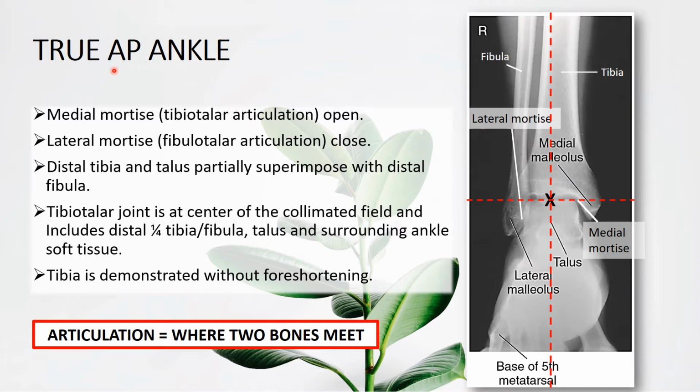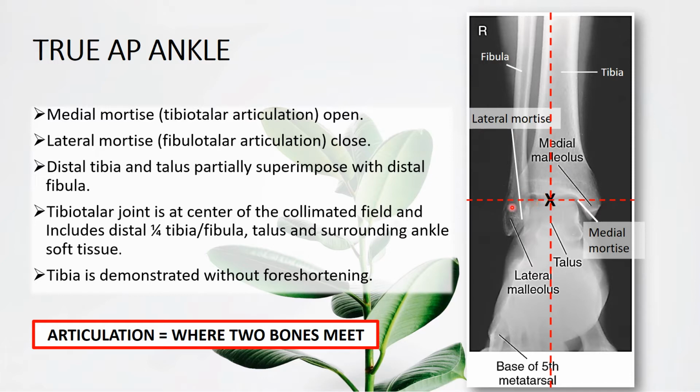This is the criteria of a true AP ankle. The first one is the medial mortise, which is here, the tibio-talar articulation. Tibio-talar means the tibia and the talus articulation, where two bones meet. This is where two bones meet, and it appears open. As you can see, there is a gap here. The second point is the lateral mortise, which is here. The fibulo-talar, the fibula and the talus articulation, appears closed.